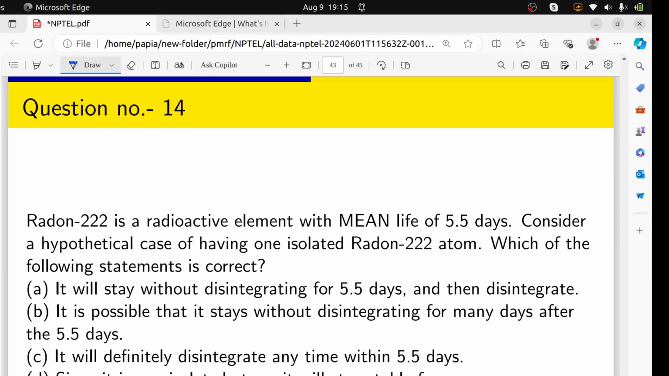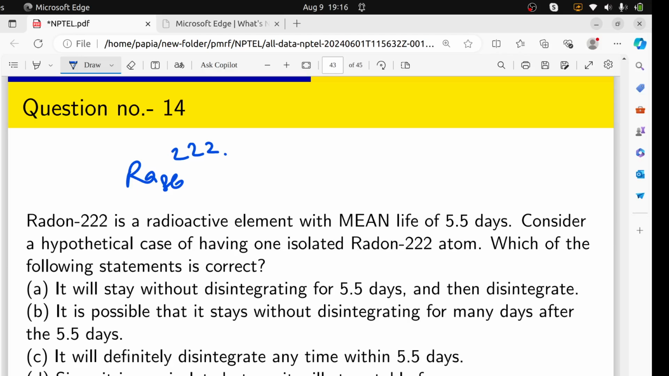So question number 14, radon 222. It was already given that radon 86 and 222 is there. Radon 222 is a radioactive element with a mean life of 5.5 days. Consider a hypothetical case of having one isolated radon 222 atom. Which of the following statements is correct? Okay, that is an interesting one.